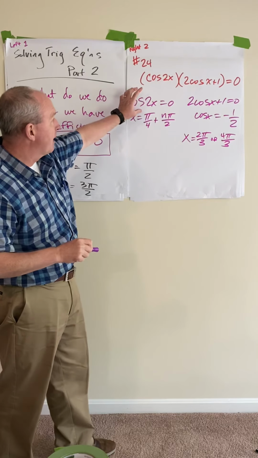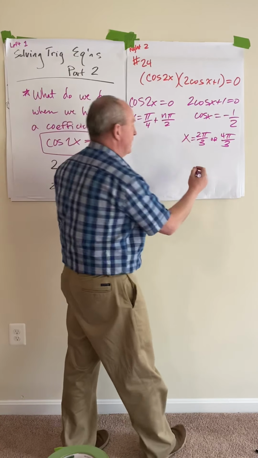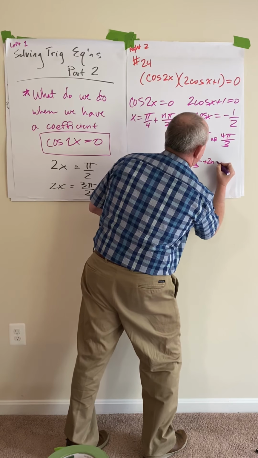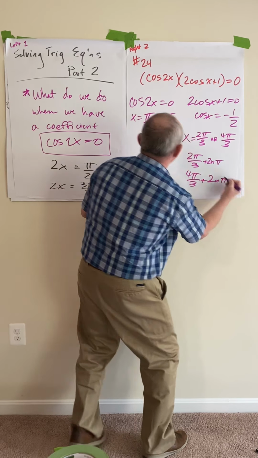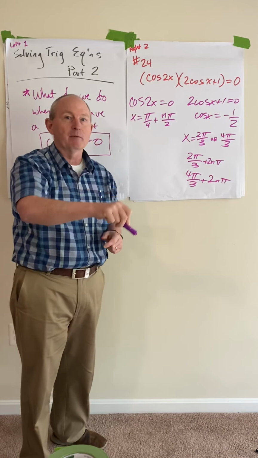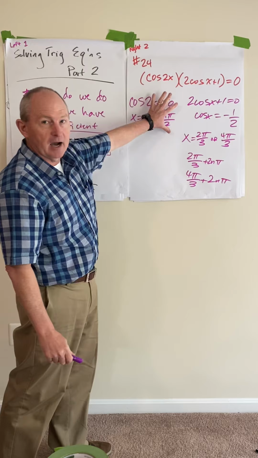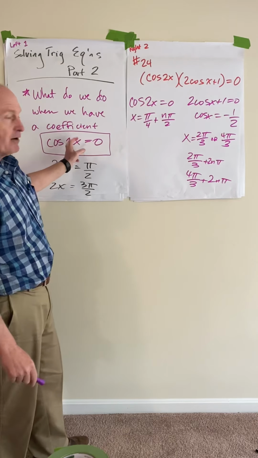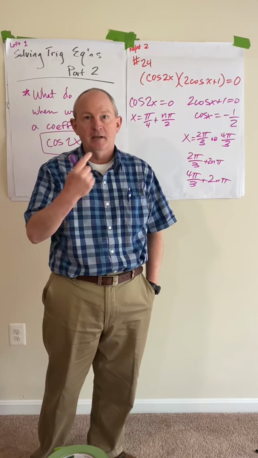So we'd have 2 pi over 3, 4 pi over 3, and we also have to remember we're wrapping this, so it'd be 2 pi over 3 plus 2n pi, 4 pi over 3 plus 2n pi, and then pi over 4 plus n pi over 2. Whew, that's a lot of work. That was the last problem from the homework that was due yesterday, all right? So the main idea of these examples is what we do when we have a coefficient. What the coefficient does is tell us how many times we're going to have to wrap.